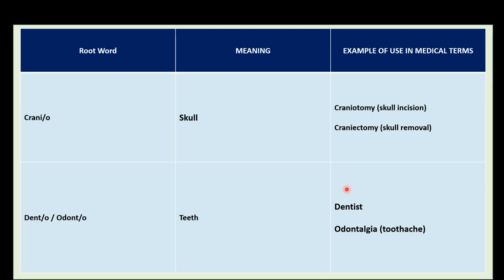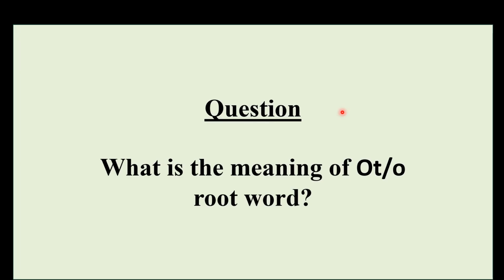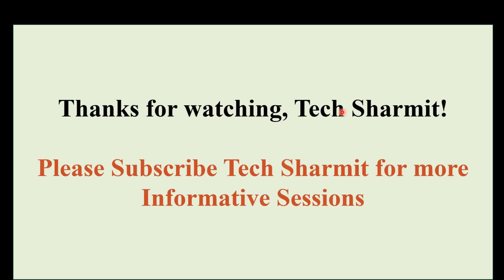I hope this part is clear. Only two things you can keep in mind: don't get confused between the root word and prefix. A prefix is at the beginning, but here the root word is at the beginning, and that is fine, a root word can be at the beginning. The only way through which you can identify the root word is that it provides information related to a body part or organ system. Clear? So that's all for today. I hope all these things are clear to all of you.